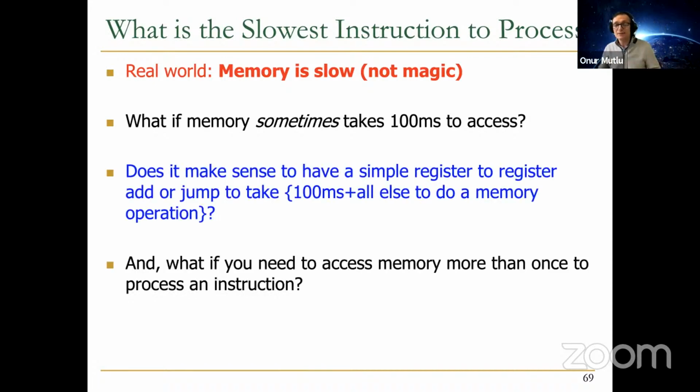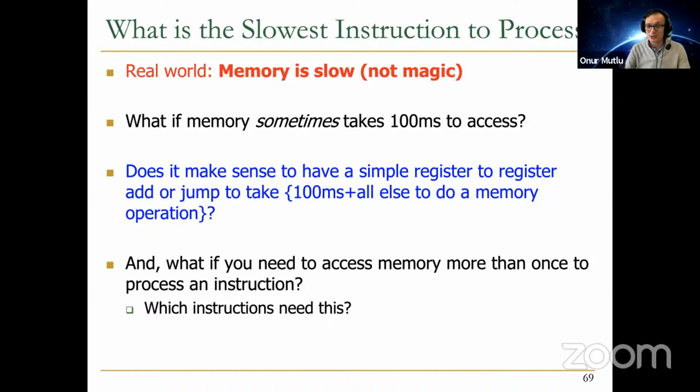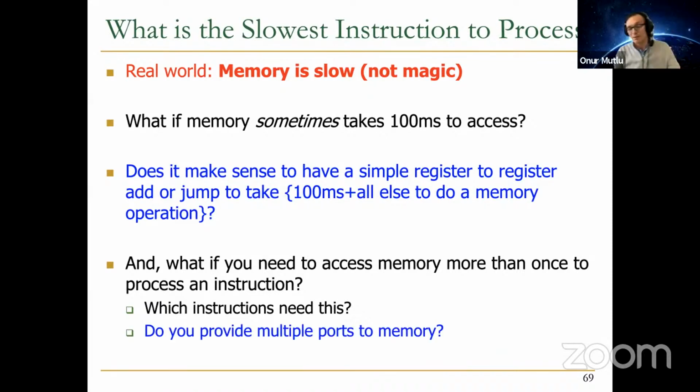Okay, so basically, what if you need to access memory more than once to process an instruction? Then you have an even bigger problem, right? And we've seen that in load, actually. So which instructions need this? Load instruction needs this, right? For a load instruction, you need to fetch the instruction first. You need to access instruction memory. And then you need to load the data from memory, from the effective address. That takes another memory access. And if each of them takes 100 milliseconds, then you have a big problem, right? So do you provide multiple ports to memory?